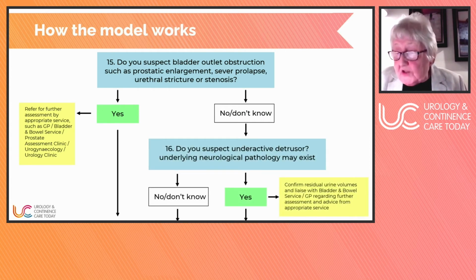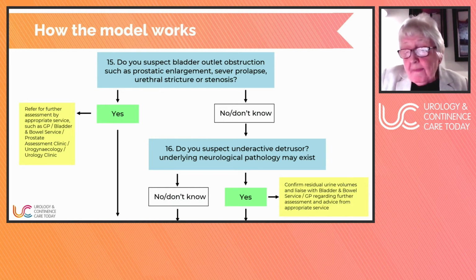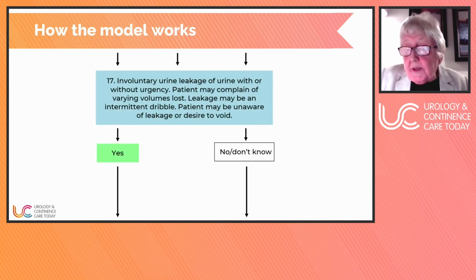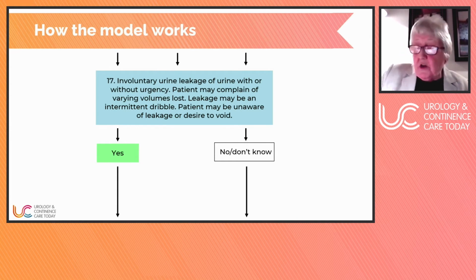Ask about the urine loss. The patient may experience involuntary leakage of urine with or without urgency and may complain of varying volumes lost. Leakage may be an intermittent dribble and the patient may be unaware of the leakage or the desire to void. A yes answer in the green box would point towards overflow incontinence.